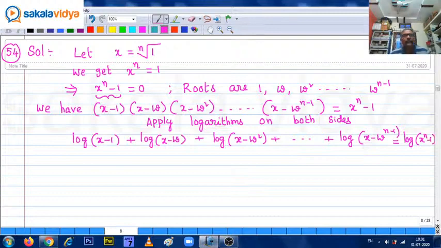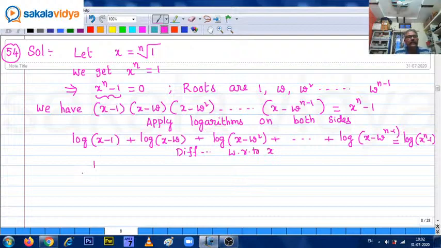So you may have a doubt: why should we write like this? Because we have 1 upon. So that means 1 upon is nothing but the derivative of the logarithm. So that's why I applied the logarithm. Now differentiate with respect to x on both sides.